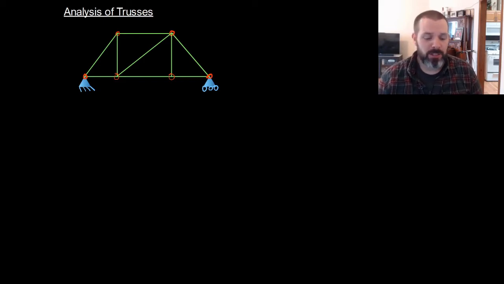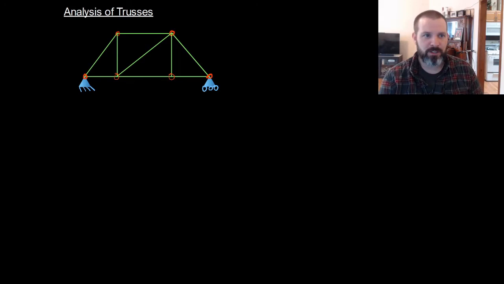The analysis of trusses is nothing more than the application of equations of equilibrium and section cuts. It's basically just applying our tools, solving the problem. Our tools being our 3 equations of equilibrium in 2 dimensions and section cuts. So let's start out. We have a truss.